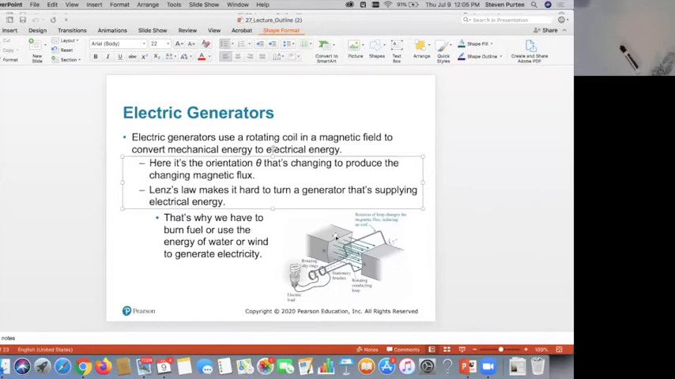You have some magnet here, a couple of magnets creating a magnetic field, and then you'll have this loop that we force to rotate mechanically. Like you could do it by hand. You could crank it by hand.